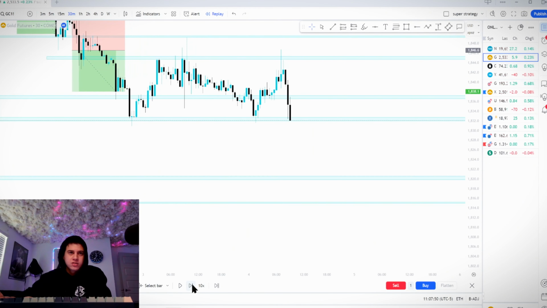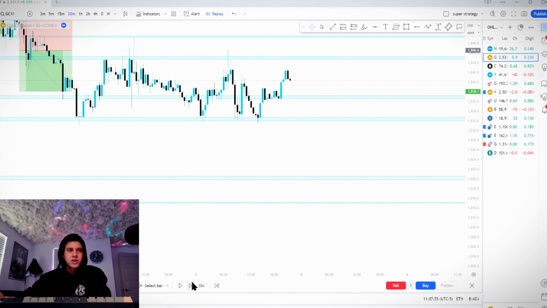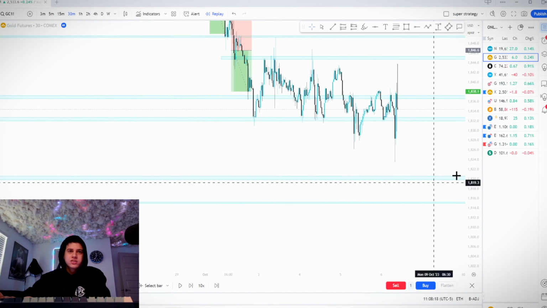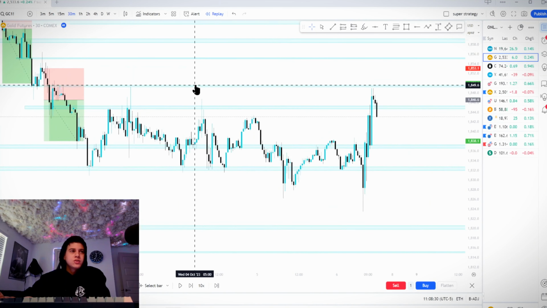But again, lots of wicks, lots of weird movements here. No real market structure telling us what direction the market's actually going to go in. You guys see all these wick rejections. This is just a nasty, nasty range. So we're actually just waiting. Now we're tapping into our zone up here, right?